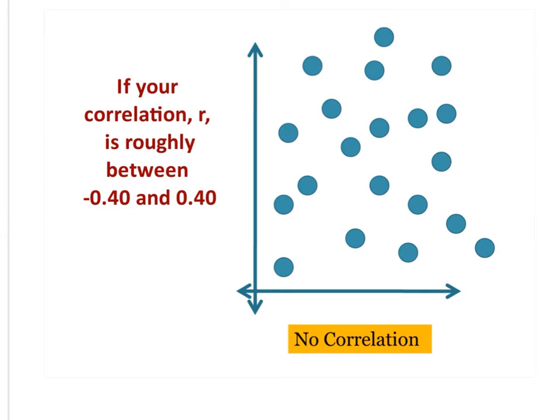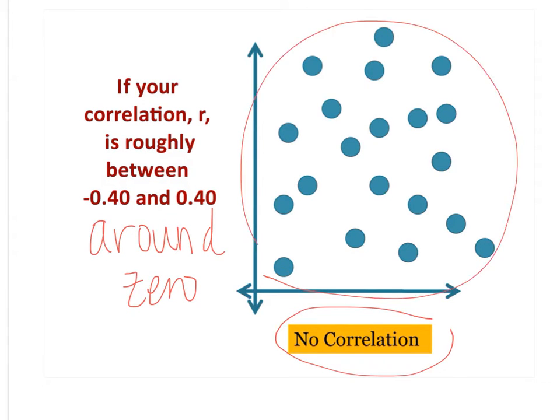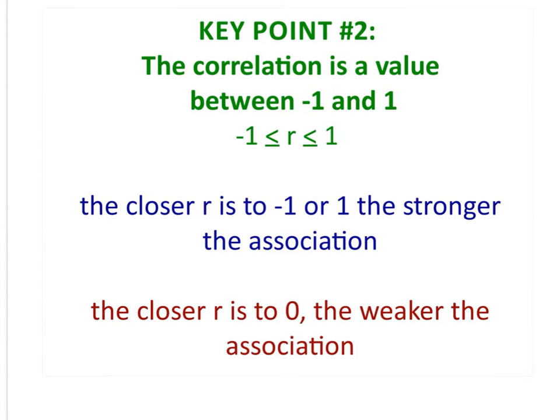If your correlation R is roughly between -0.4 and +0.4, so if it's around 0, then we say there's no correlation. It's just a bunch of points with no clear form. And that brings us to key point number 2. The correlation is a value between -1 and +1. It's always a decimal in between those two numbers. It's never bigger than 1. The closer R is to -1 or +1, the stronger the association.